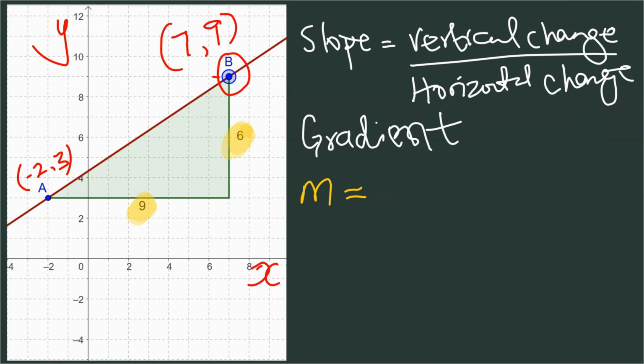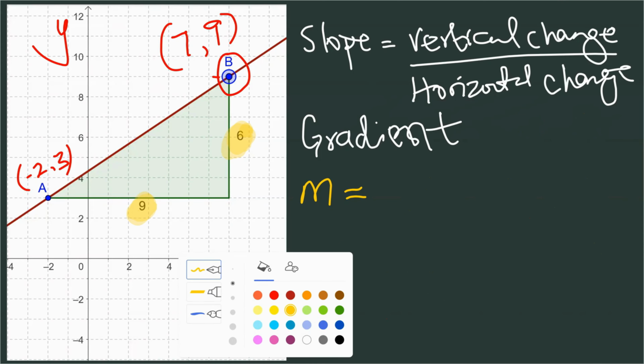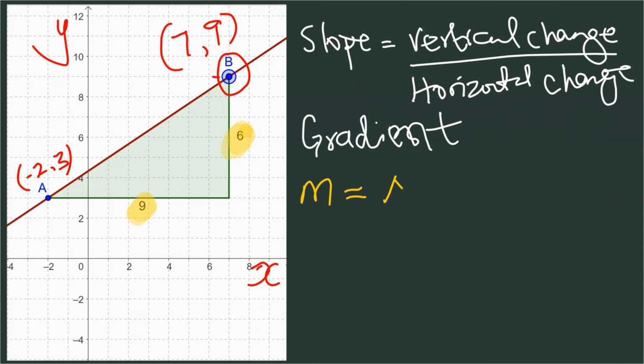So we are going to represent change by delta. This is the delta. Whenever you want to write change, you can just write the delta. So vertical change is going to be change in y, and the change in y, as we have discovered, is y2 minus y1.